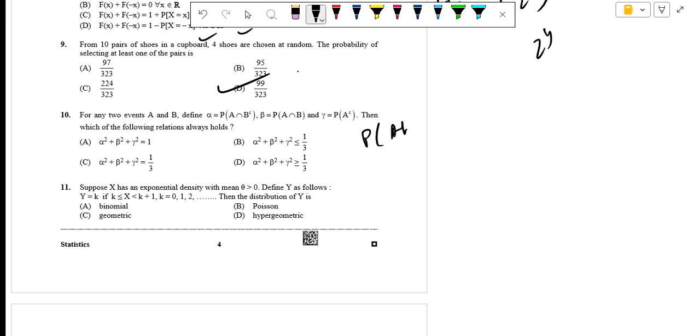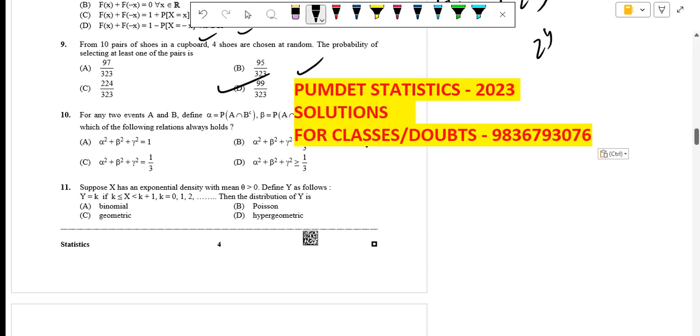Today we are solving PYQ Statistics, question number 11. The exponential distribution follows this, so you have to identify the distribution. Given X is an exponential distribution with theta greater than 0, so f of x is 1 by theta e to the power minus x by theta, and x greater than 0.